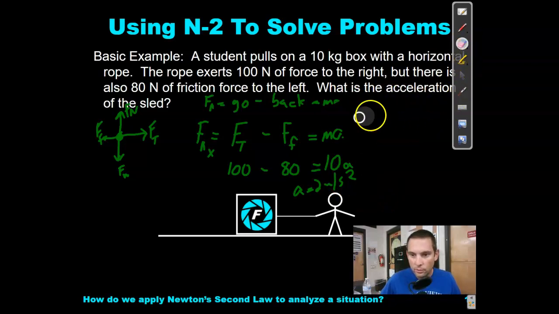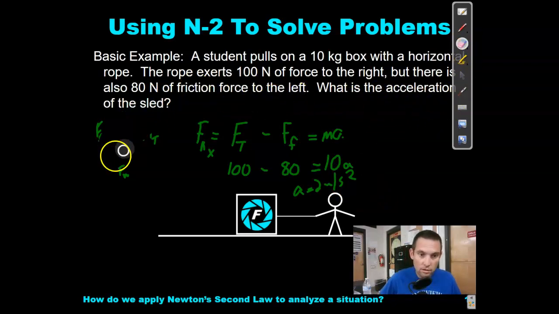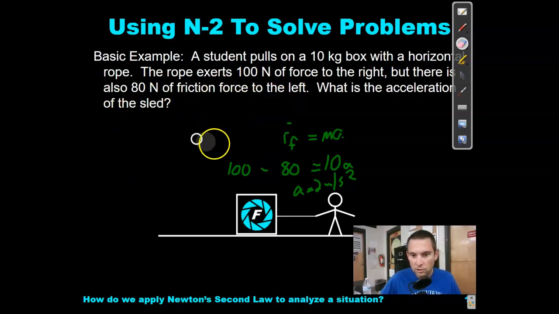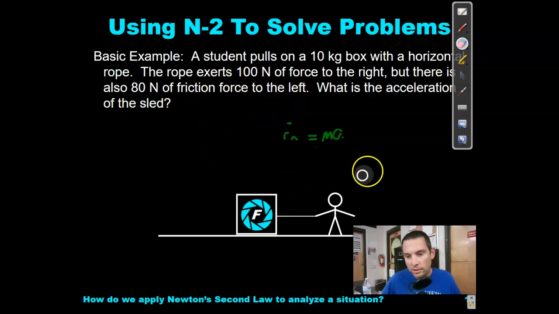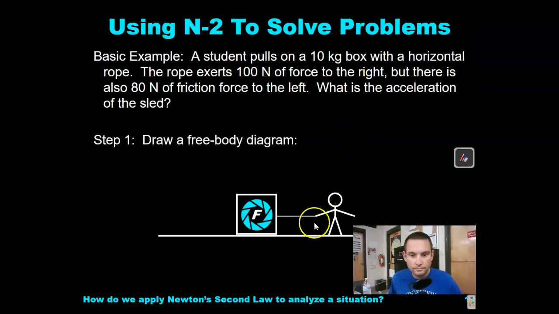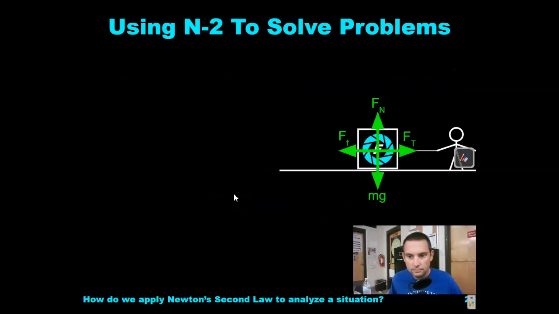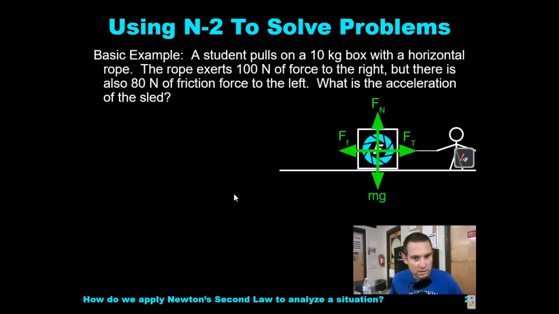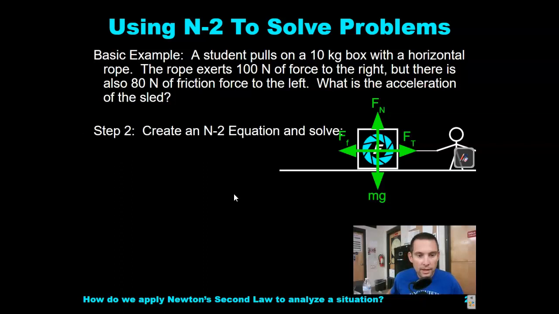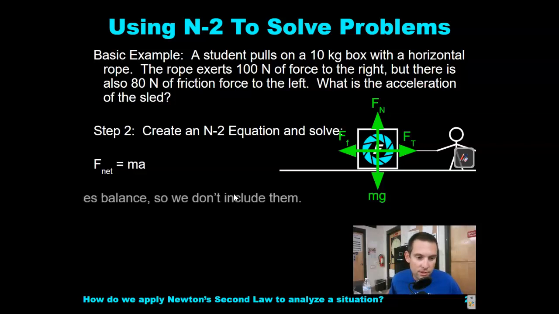On to the second way. Giving you multiple looks at it, so that way you can pick one that works best for you. All right, step 1, draw a free body diagram. Weight and normal force cancel each other out. Tension is slightly bigger than our frictional force. Slightly bigger, kind of hard to see. Next, step 2, create Newton's second law equation and solve. F net equals mass times acceleration.